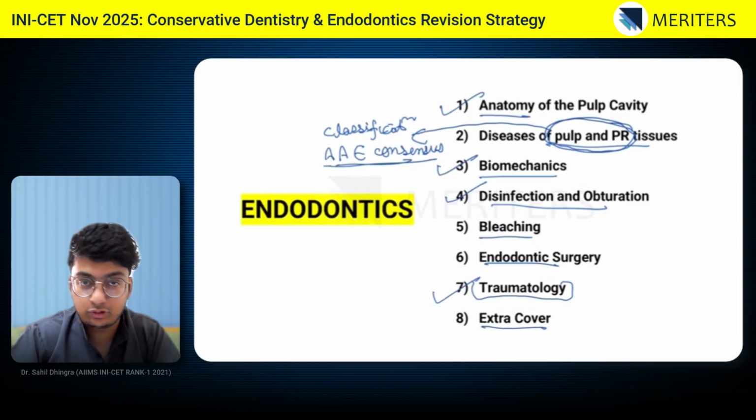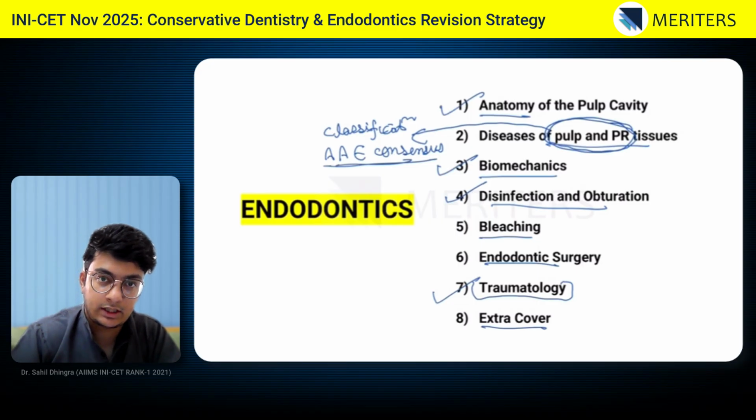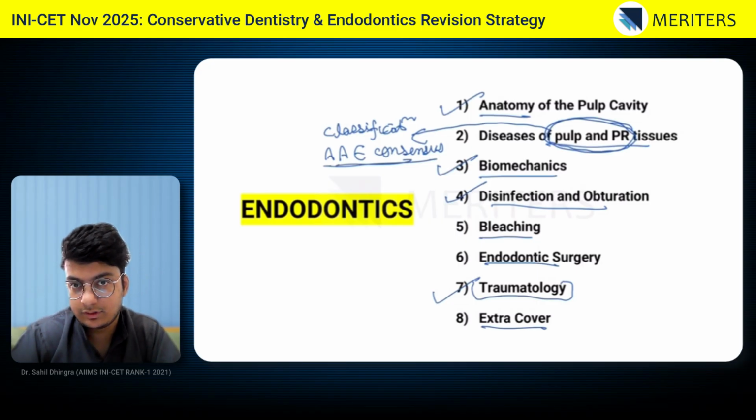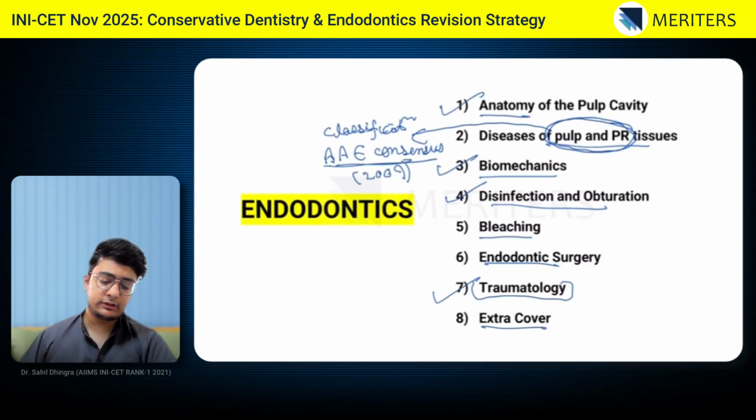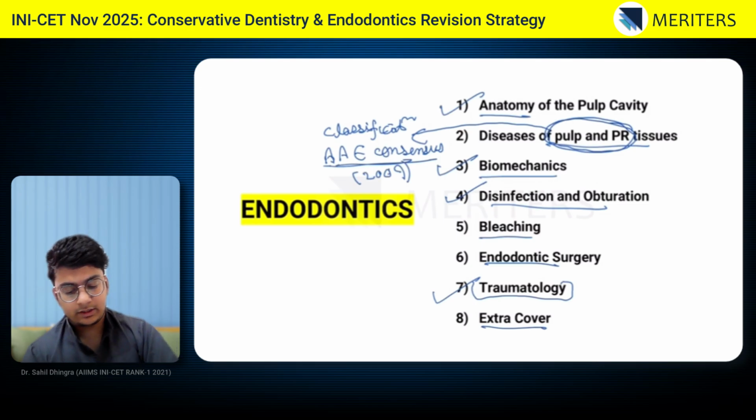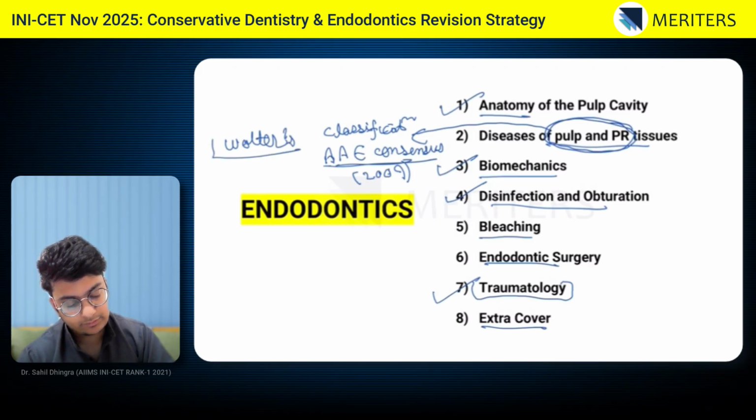So let's say they can ask you to rule out the odd one, that is, which of the following is not a terminology given by the AAE, and they will give you 4 options. So you have to learn these terminologies in the AAE consensus. This was given in 2009 by the AAE, and this is the one which is widely followed even until now. Then in pulpitis, there is a new classification, the Wolters classification. So you have to read this classification for your pulpitis.